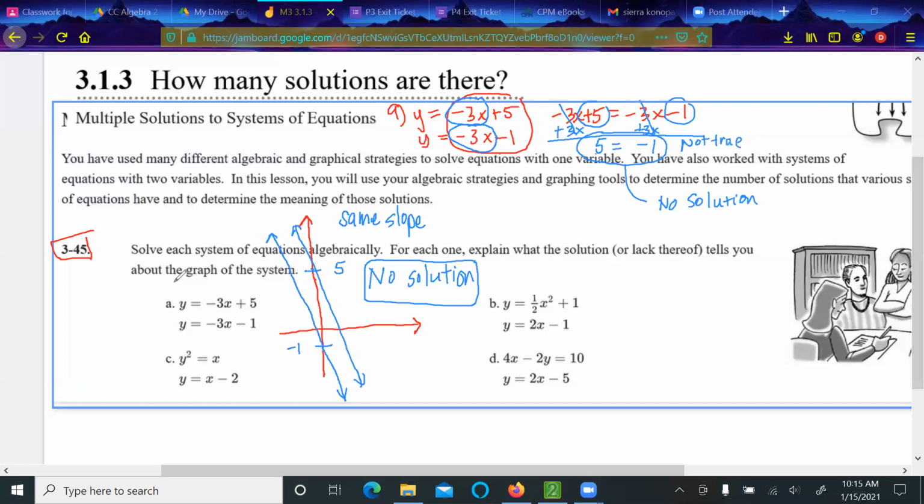All right, that is A. Let's go on to B here. B says, we have this equation and this equation. This one's a line, but this is not a line, right? What kind of equation is part B?